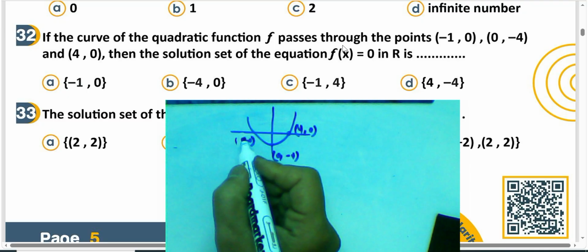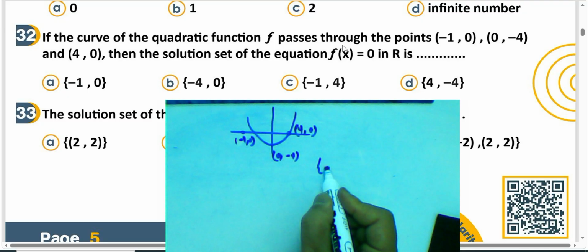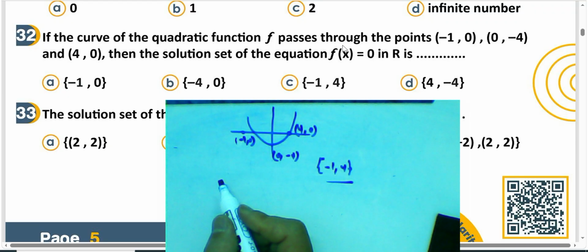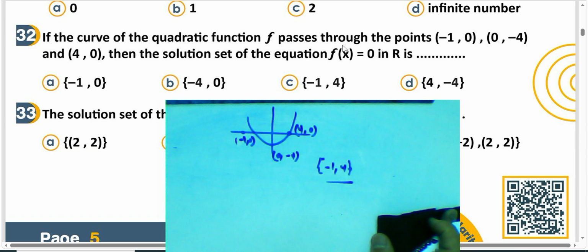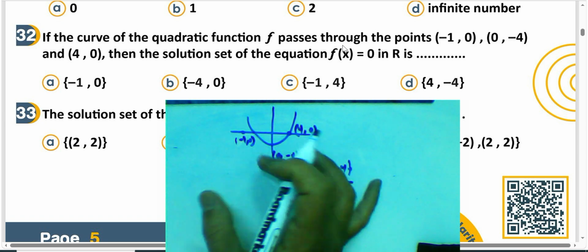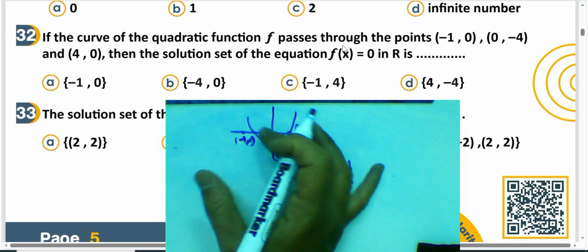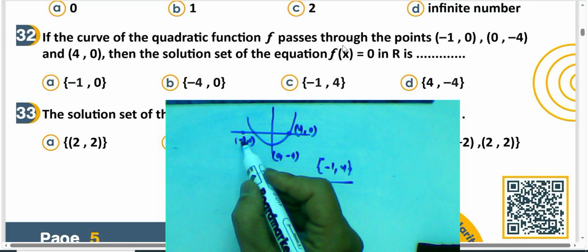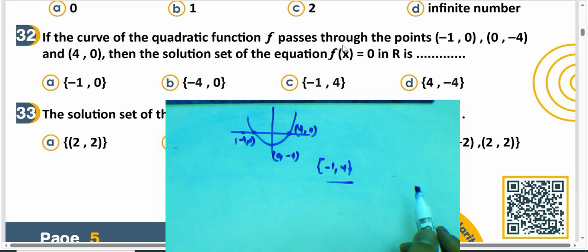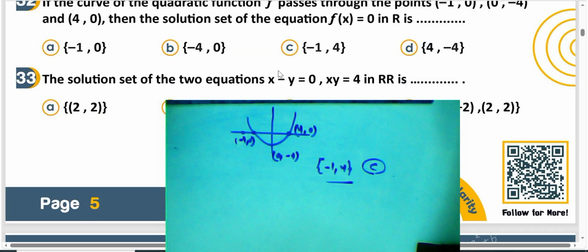In the solution set we have negative 1 and 4. Negative 1 and 4 is the solution set, the intersection points. Okay, he asked about the solution of the equation, the curve cuts the x-axis at the points negative 1 and 0 and 4 and 0. Then the solution will be negative 1 and 4. Okay, understood? Choose letter C. Next question.